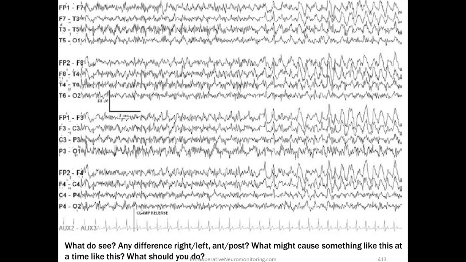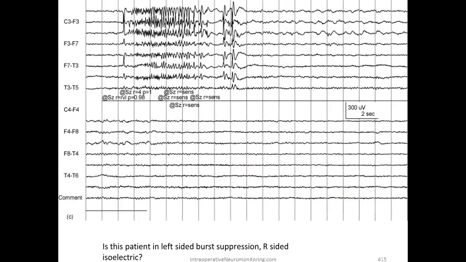If something was going to happen when they take the clamp off, chances are it would happen right away, like a clot going loose. Chances are those things are usually ipsilateral, but usually unilateral, like a hyper-reperfusion problem or an emboli that broke off. But because we have this global change, we have to think what can cause global changes. Is this patient in left side burst suppression or right side isoelectric? Go ahead and pause the video.